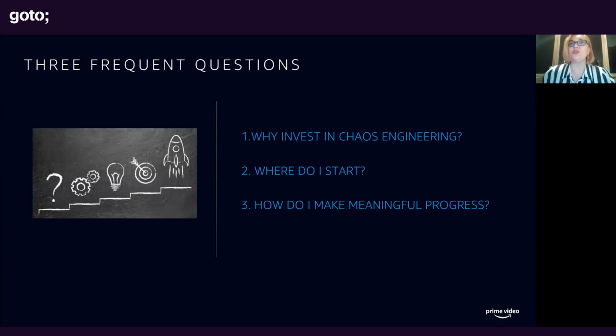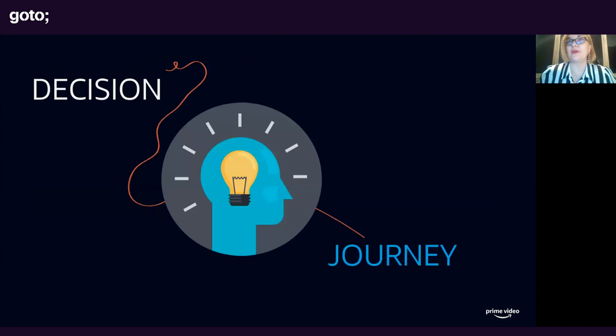The second question that usually comes up is, where do I start? And the third question is, okay, I've started. I'm in the beginning of my journey. How do I make meaningful progress? Those 3 pieces we're going to be breaking apart today and digging into answers for all of them.